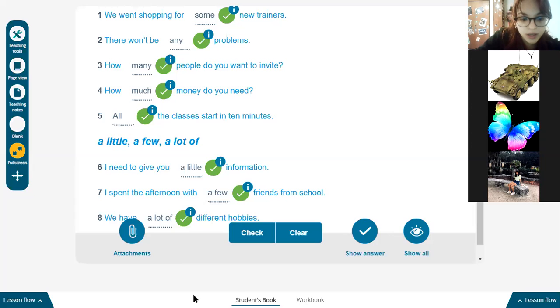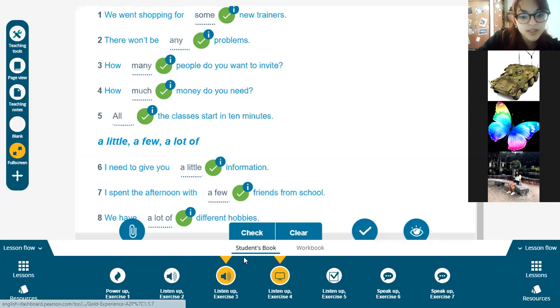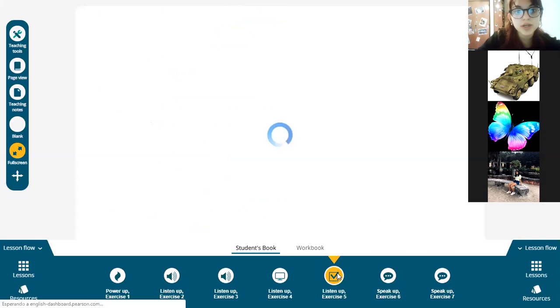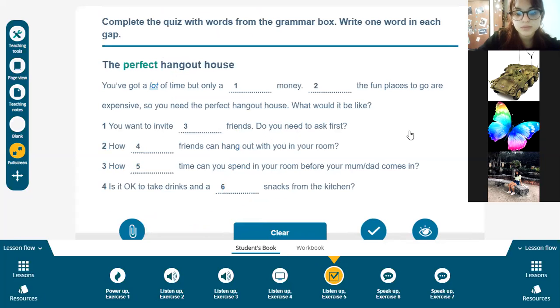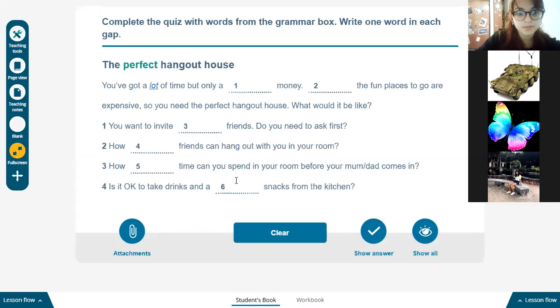Now we are moving on to the next exercise. So this was exercise number 4 on page 14. Now we're going to do exercise 5, also on page 14. So we have to complete the quiz. This is a quiz for choosing the perfect hangout house.